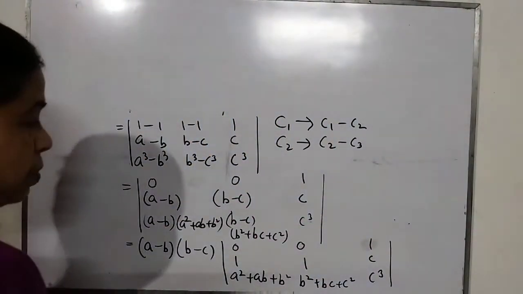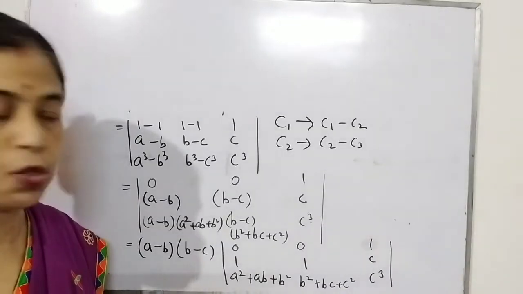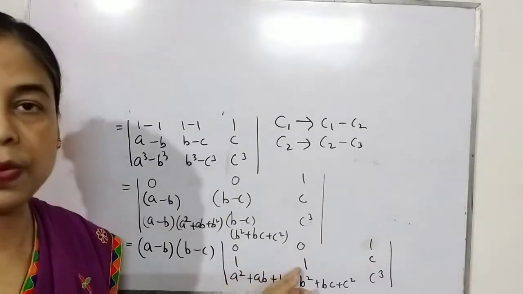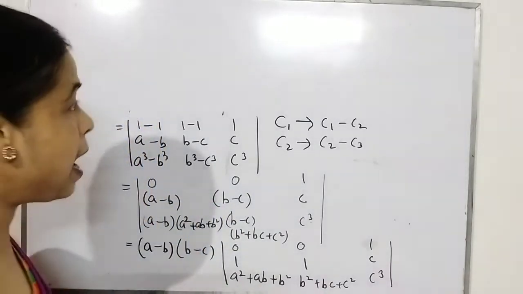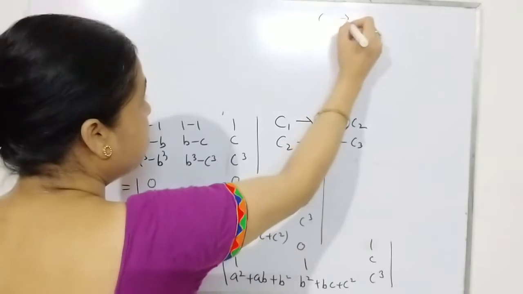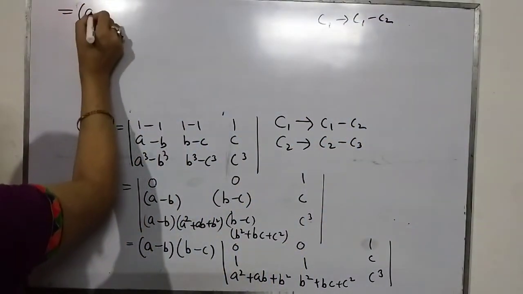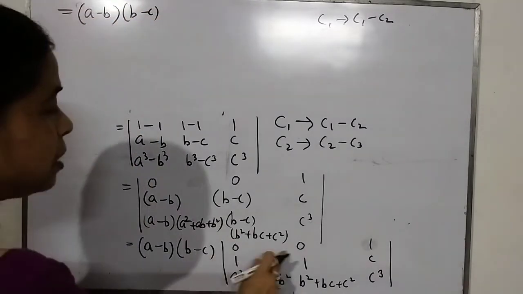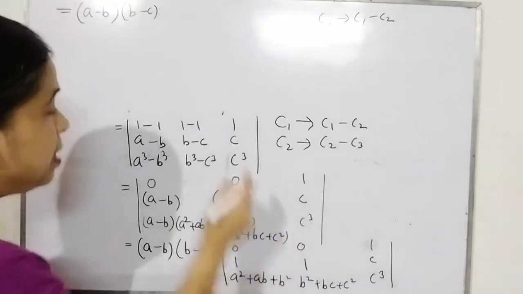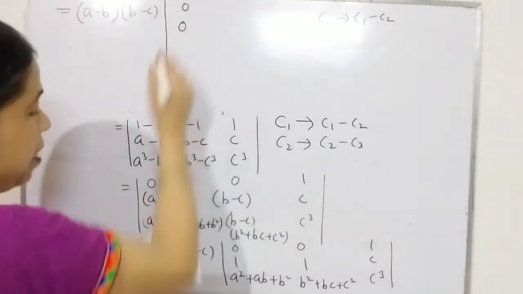After this, again if I apply column 1 replaced by column 1 minus column 2, just to see one element and decide what property you are going to apply. So I am again going to apply C1 replaced by C1 minus C2. Applying that, first don't forget to write down a minus b, b minus c. It will be 0, since 1 minus 1 gives 0.